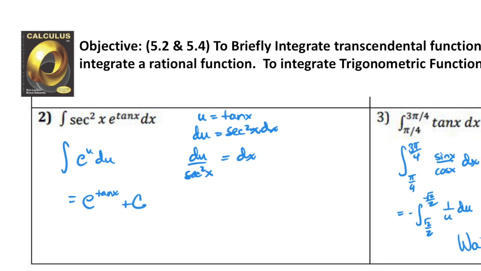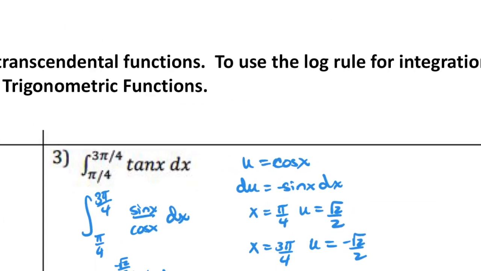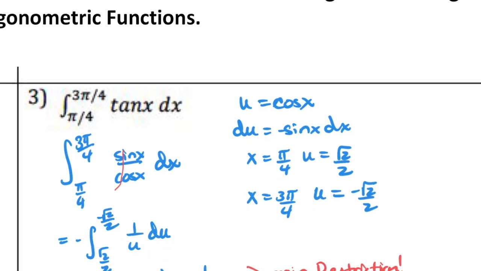Number 2, pretty straightforward. Let u equal the tangent of x, and you will be set. Number 3, let's take a look. If you rewrite the problem as sine over cosine, let u equal cosine, du is negative sine, change some endpoints, do your substitution, you should be fine.